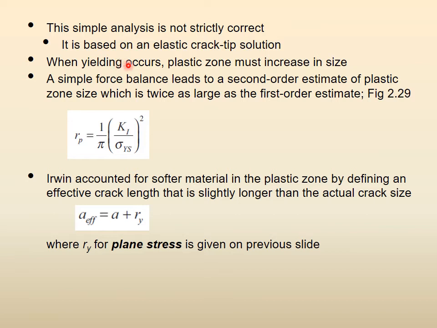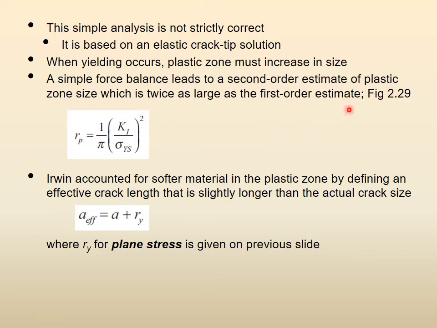When yielding occurs, the plastic zone must increase in size, right? Yielding means there will be some large size of plastic zone. A simple force balance leads to a second order estimate. Again, we are not saying how we derived this, but a simple force balance that you know, right? Sigma fx is equal to 0, sigma fy is equal to 0, and so on. So this second order estimate of the plastic zone size is twice as large as the first order estimate. So this time the plastic zone radius rp is 1 upon pi times (K1 by sigma ys) whole square.